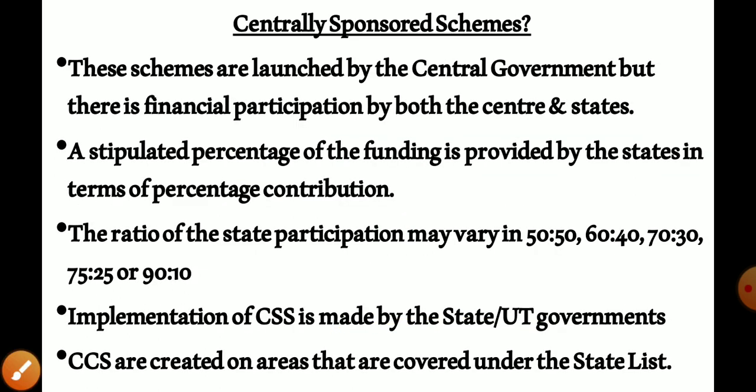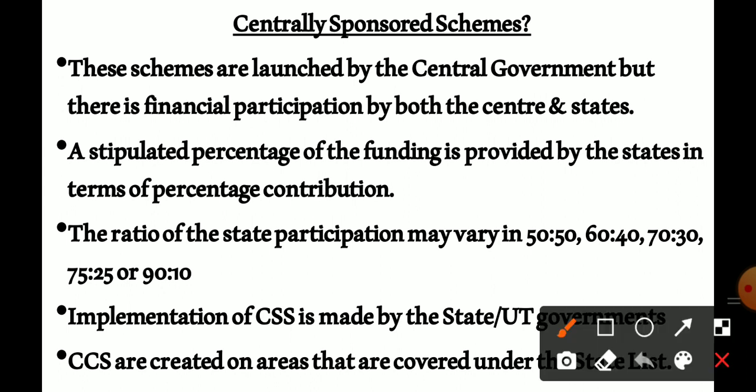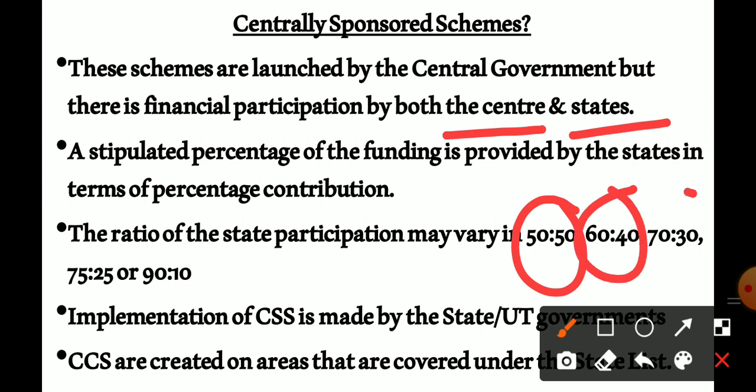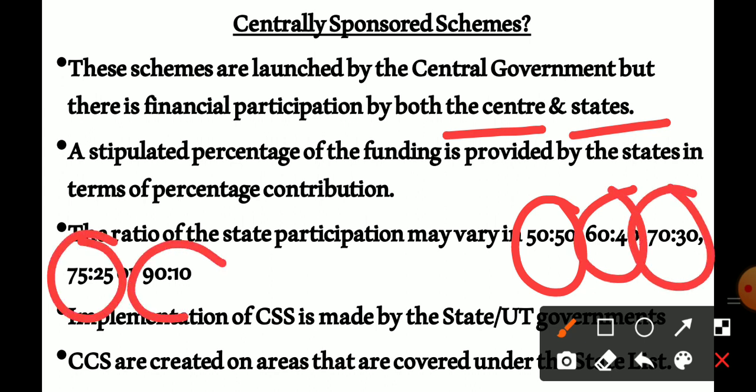Now come to the centrally sponsored scheme. Like the central sector scheme, a centrally sponsored scheme is also launched by the central government. But there is financial participation by both the center and the state. In such a type of scheme, the financial burden is shared by both the central government and the state government. The ratio of the participation may vary from scheme to scheme. It would be in the ratio of 50-50, 60-40, 70-30, 75-25 and 90-10.